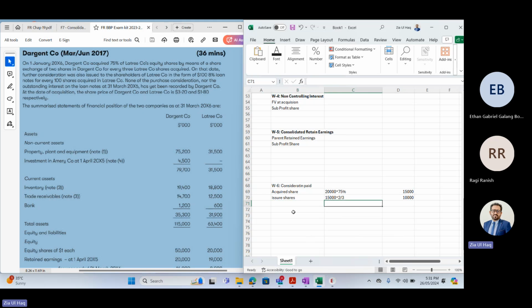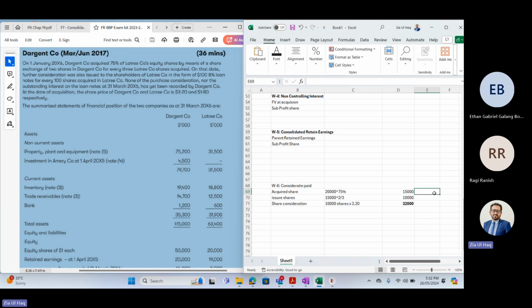So share consideration is 10,000 shares multiply by what's the price? 3.20. So what's the amount? 32,000. So this is the share consideration that you have issued.